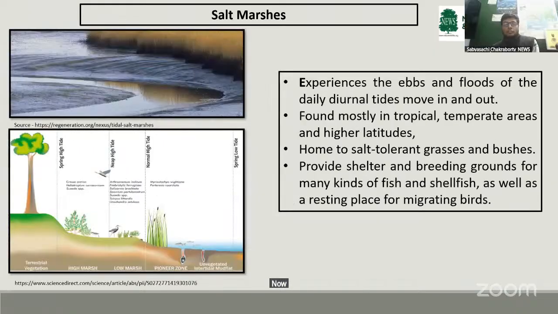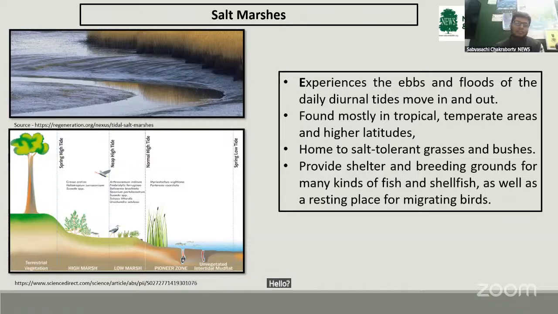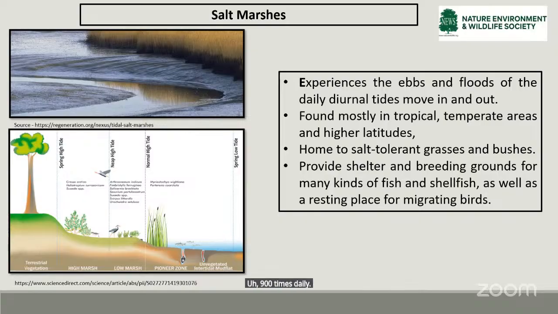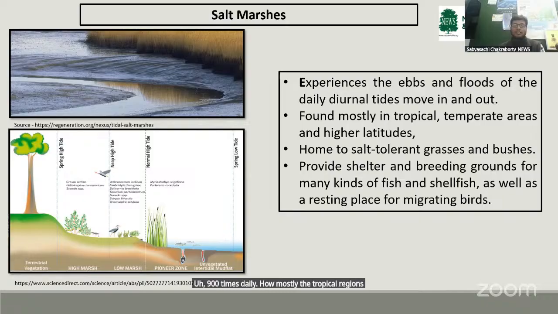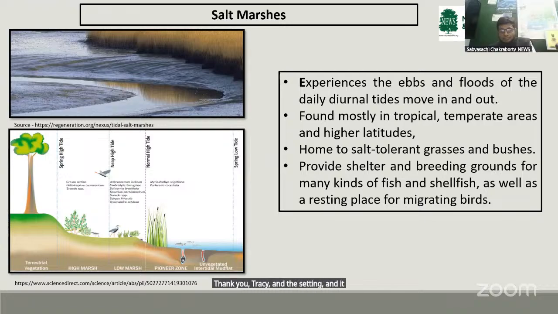Now we come to the salt marshes. It is quite separate from the rocky and the sandy shores. It experiences the tides, diurnal tides daily, and is found mostly in the tropical regions, temperate areas, and the higher latitudes. It is also home to salt tolerant grasses and bushes like Portulaca and the sediment. The substrate is very loose and it's full of sediments.